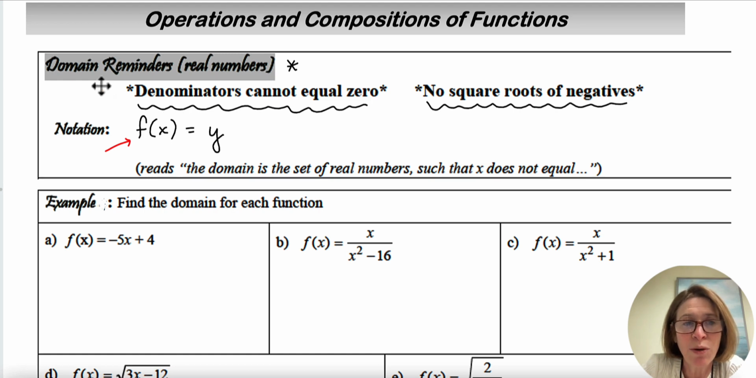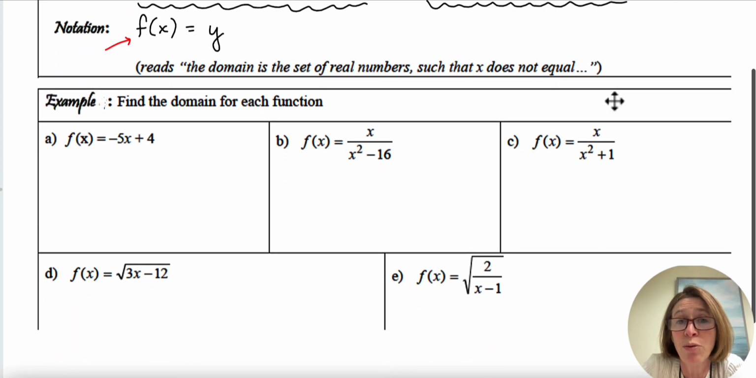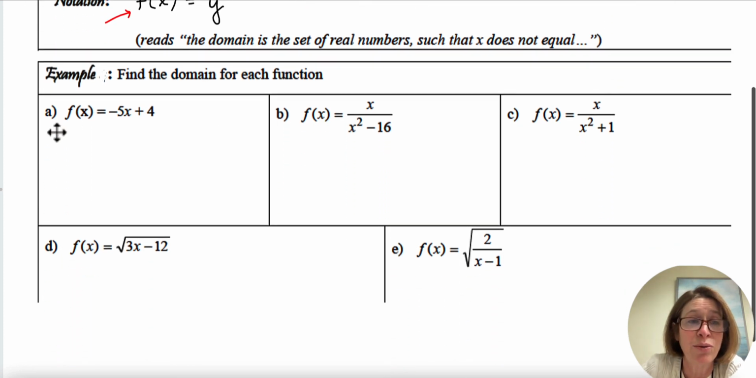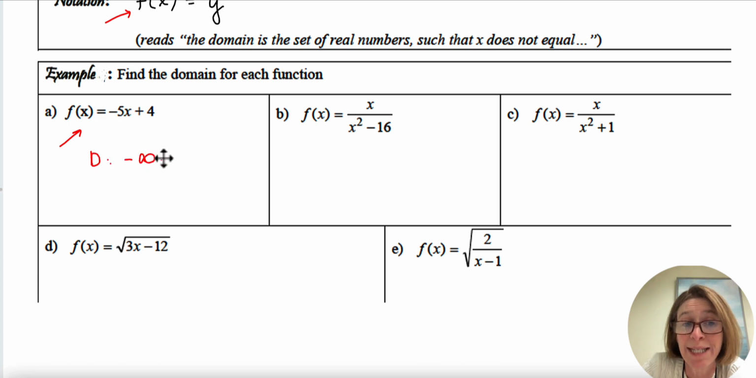So a couple of things that we're going to have to remember is our domain reminders. Remember, denominators cannot equal 0, and there can be no square root of negative numbers for functions. But it is important for you to recognize some things about domains. So number one, if I'm looking at this function, I'm hoping that you see right away it's linear. And so our domain would be all real numbers because there's no limitation, there's no square root, there's no fraction.